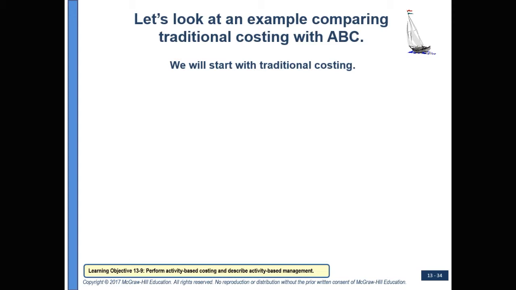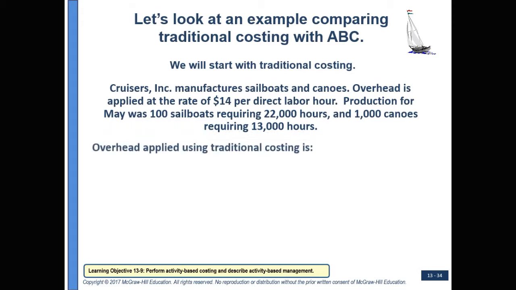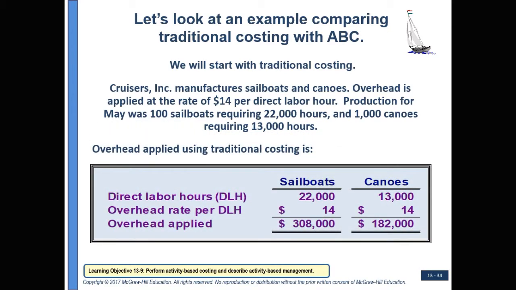So let's look at an example to really compare the traditional costing, where we had just direct labor hours as our cost driver for our predetermined overhead rate, with ABC. Starting with traditional costing, Cruisers manufactured their sailboats and canoes. Overhead rate is applied at the rate of $14 per direct labor hour. Production for May was 100 sailboats requiring 22,000 hours and 1,000 canoes requiring 13,000 hours.